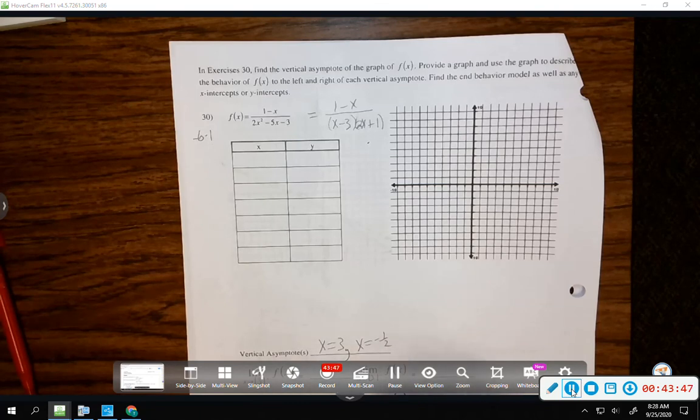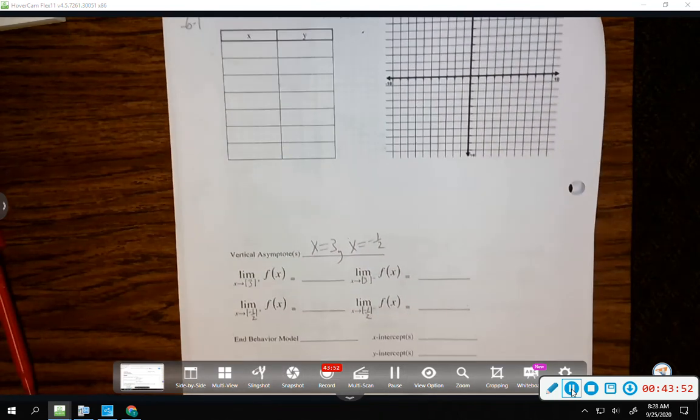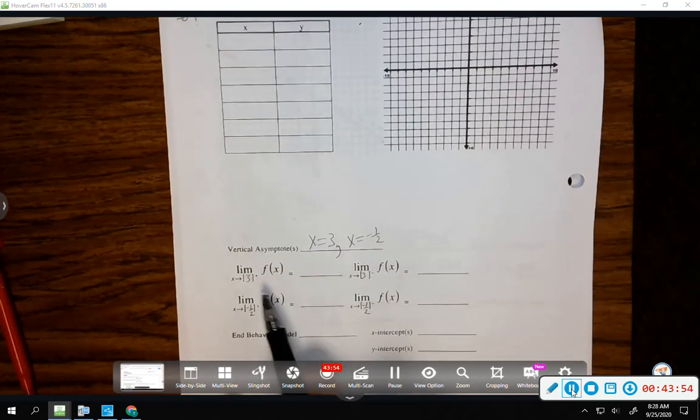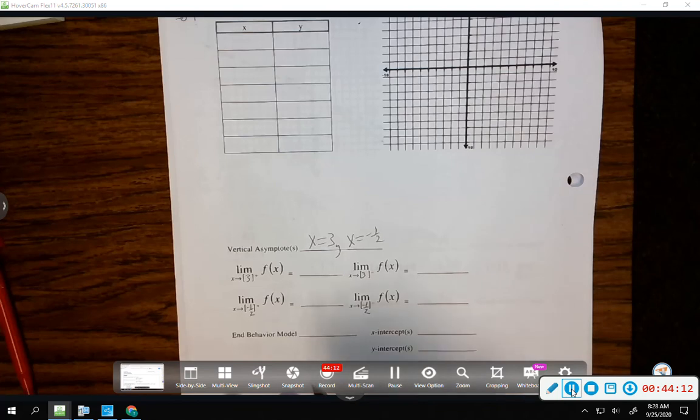Okay. What about the end behavior model? Sorry, I'll put that down there. So I put the 3 here and here. I put the negative 1/2 here and here. Okay. What about the end behavior model? Well, the degree in the numerator is a linear function. The denominator is quadratic. So the degree in the numerator is less than the degree in the denominator. That means y equals 0 is the end behavior model, the horizontal asymptote.